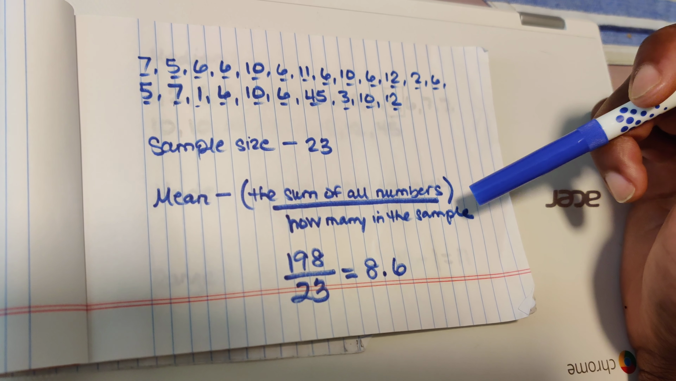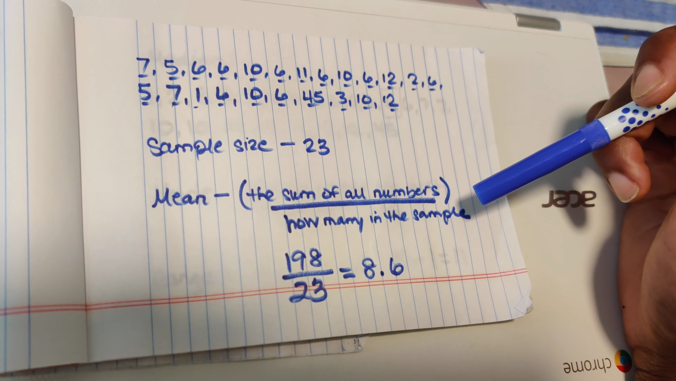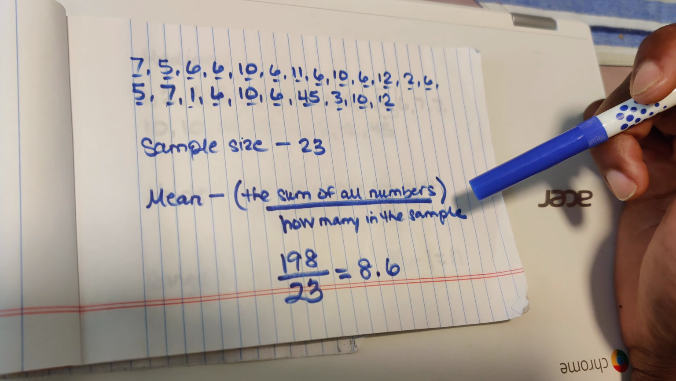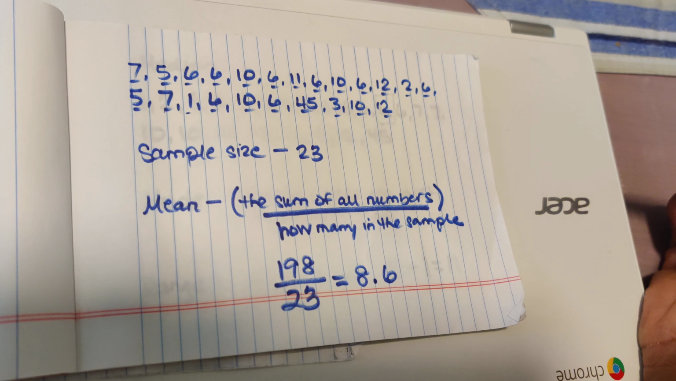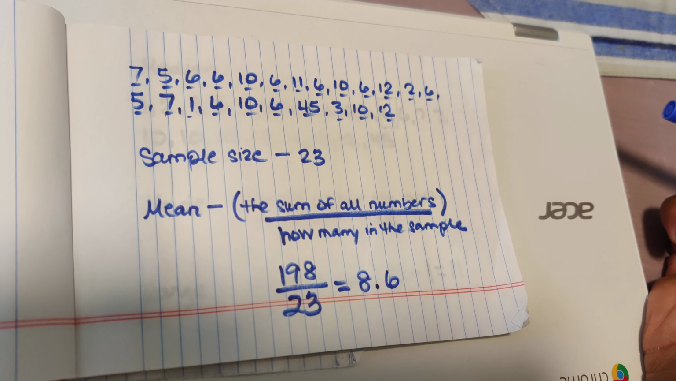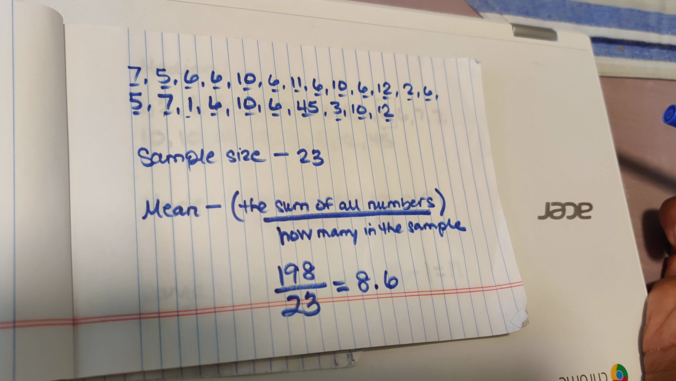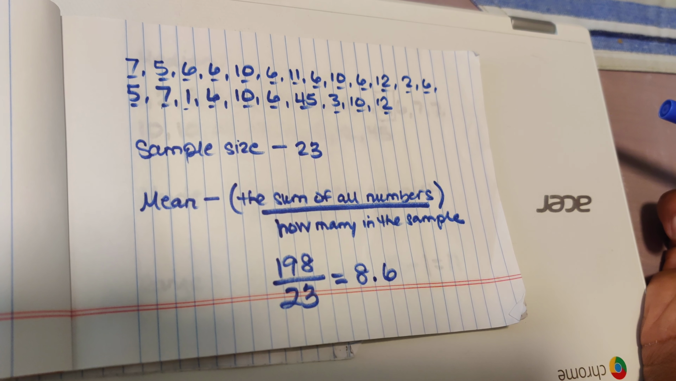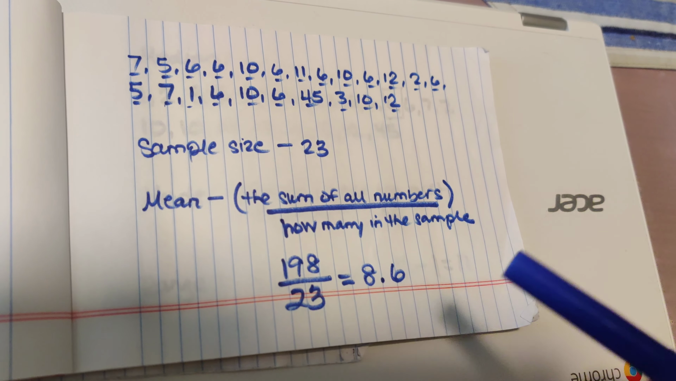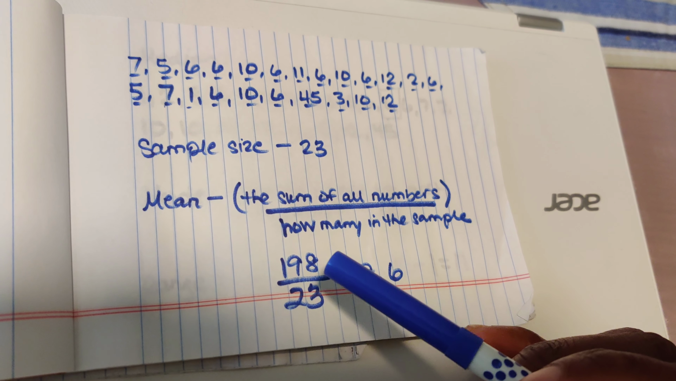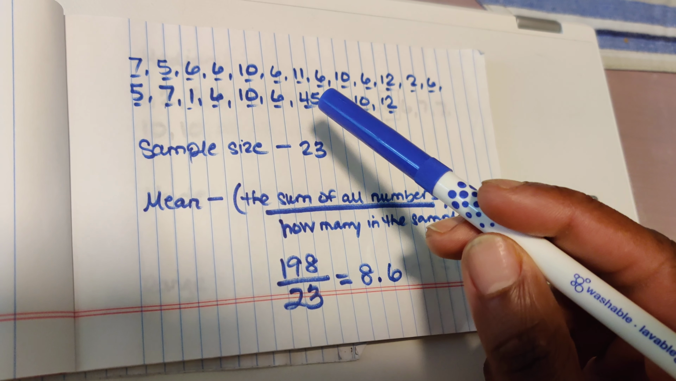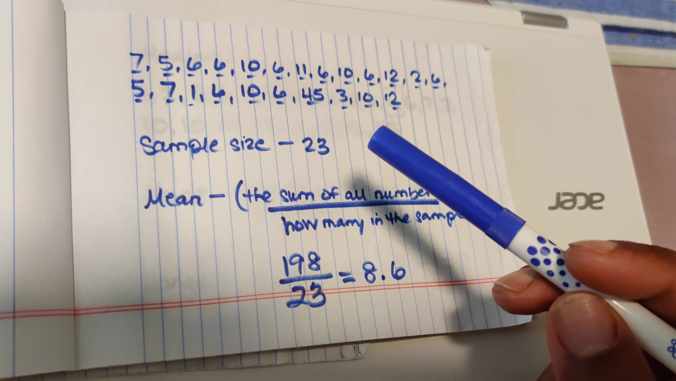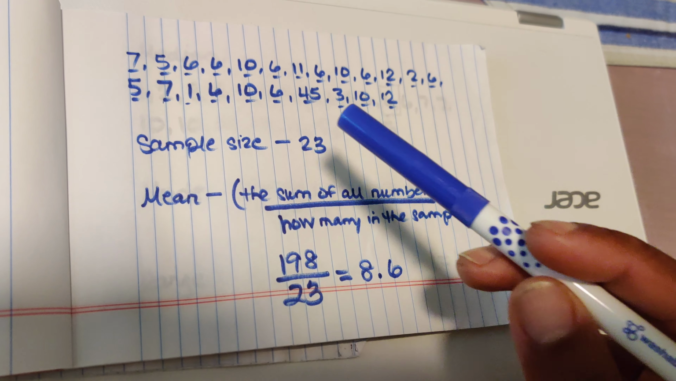Looking first at mean, which is just our mathematical term for average, the way we figure out our mean is by adding up all of the numbers within our sample, which you don't have to do because I've done it for you. When you add up all of those numbers, you get 198. This is influenced by the fact that we have a 45 in there. It would be considerably lower if we didn't have this outlier, but that's okay.